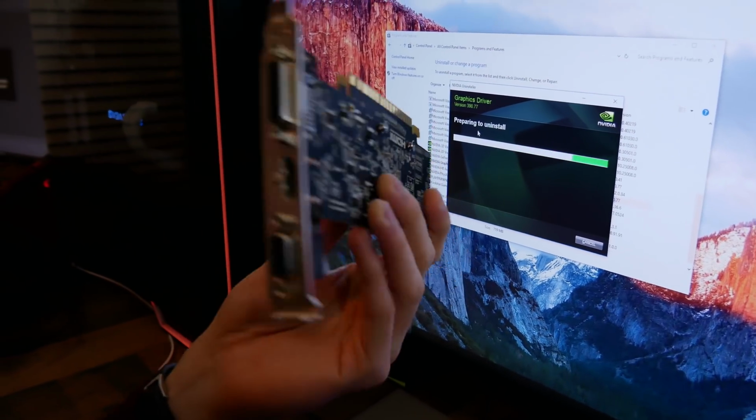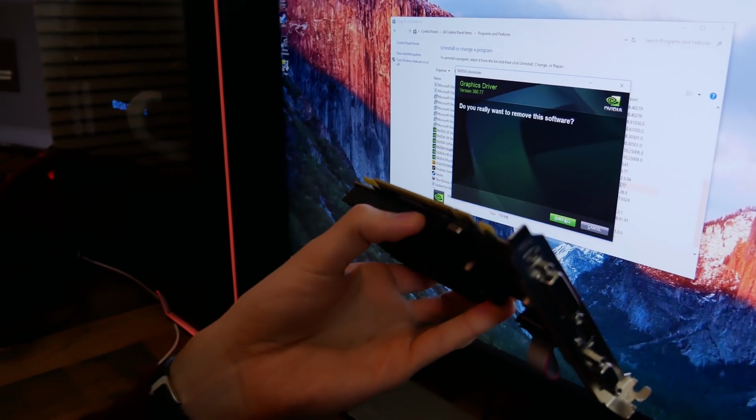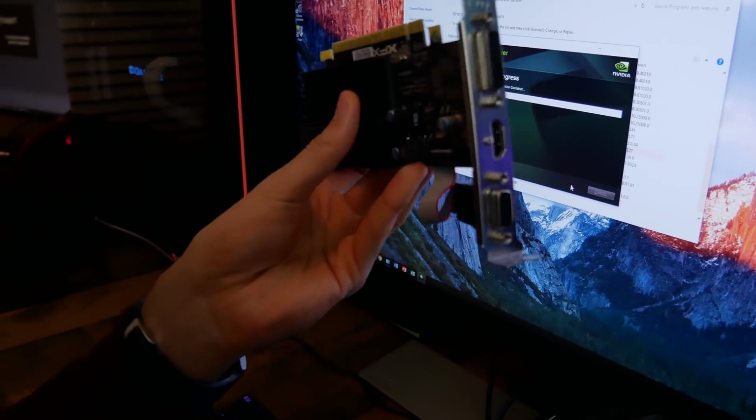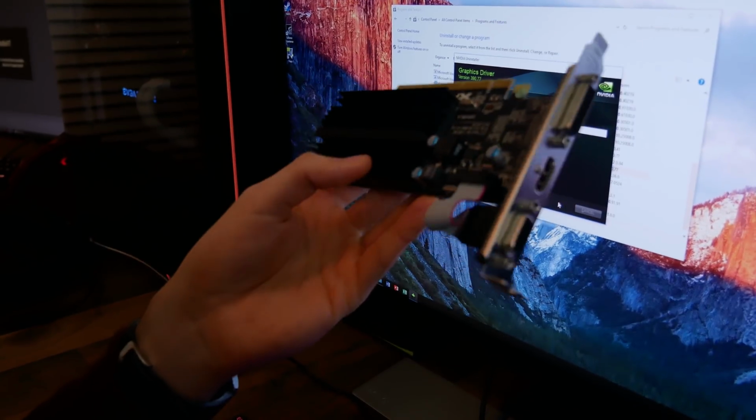Also, this card is so small, I don't even think people are going to think this is a graphics card. They'll probably suspect it's something like a sound card. That's what today's sound cards look like. It's about the same form factor here.